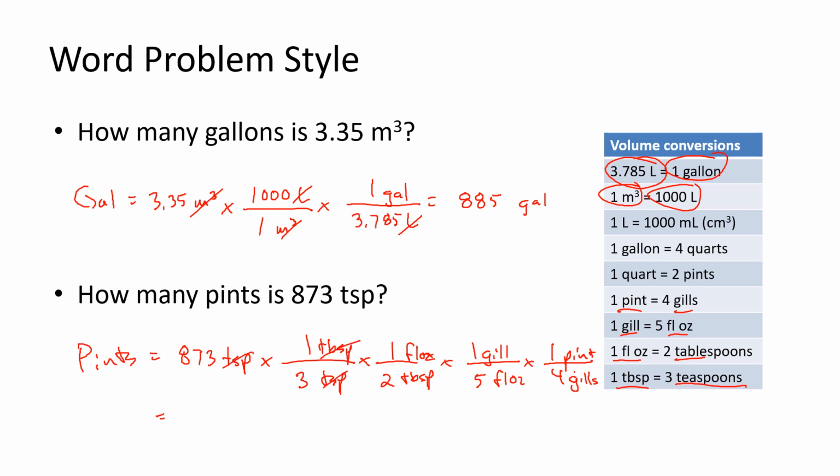So teaspoons cancel out, so do tablespoons, fluid ounces, and gills. We end up with pints. So let's do this. 873 divided by 3 divided by 2 divided by 5 divided by 4 equals 7 point, how many sig figs do we have? 3. So 7.275. And since it's a 5 on the end, we're going to round that to 7.28, round to even. Very nice. Pints. Great. Okay, let's finish this.